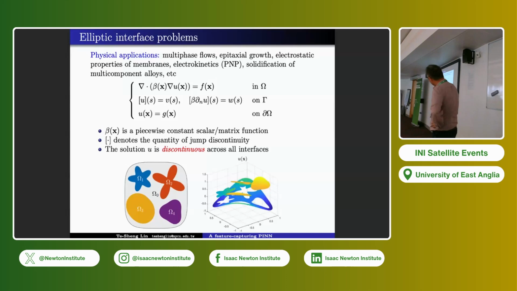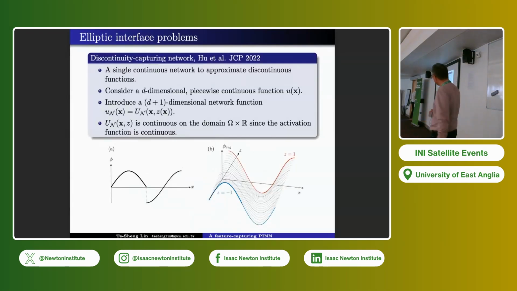So the question is, how can you have one neural network function to even represent this kind of discontinuous solution? Right. So the idea is very simple. We introduce this discontinuity capturing network. If you have a function in 1D, let's for example take a 1D example like this one, where you know that there's a jump discontinuity here, you can just shift it or embed this function into two-dimensional space by putting this part to be here and the other part to be, say, z equal to 1 here. And this direction is z. So z equal to -1 and z equal to 1.